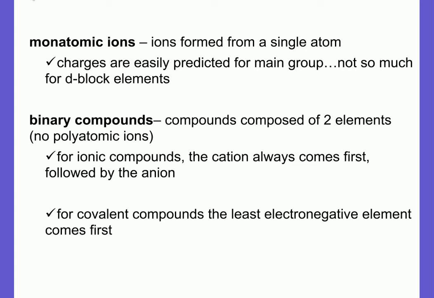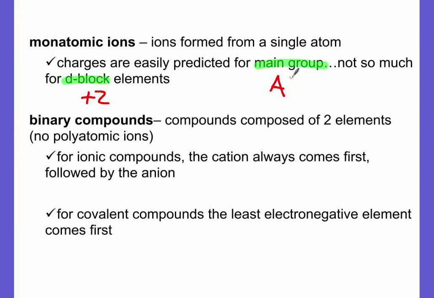If it's a monatomic ion, though, the charge should be easily predicted for main group elements, not so much for the D block elements, but those are the ones that you have to memorize for sure. Remember, anything that's a D block element is likely to have a +2 charge, but that's not a guarantee. A lot of those, copper, iron, have two options. One of them is a +2, but the other one's different. So those are ones that you just have to memorize.